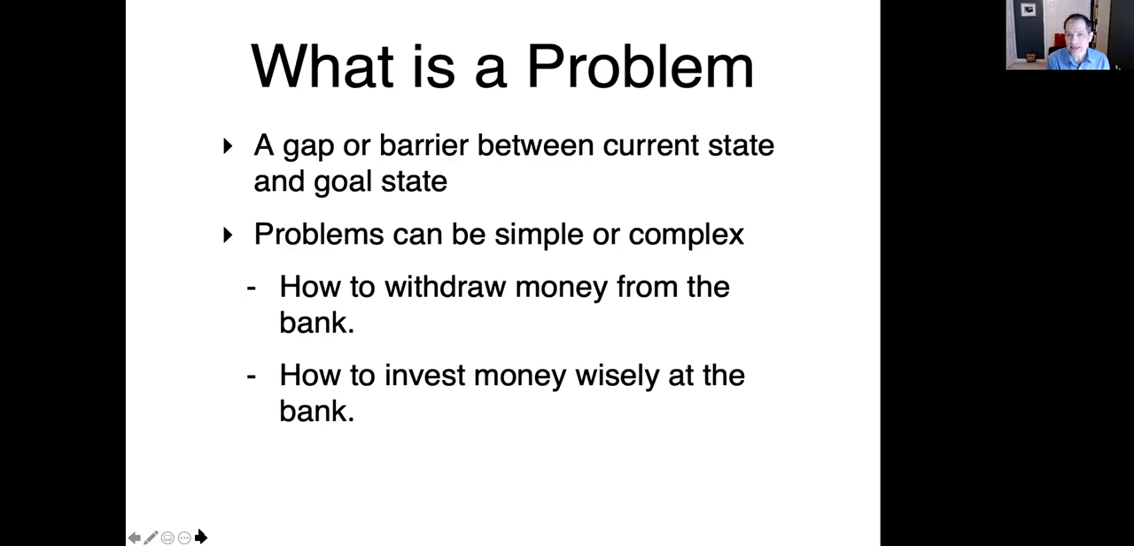Both have to do with money. They both involve maybe a bank. Maybe you're going to talk about different kinds of money market accounts or retirement accounts. It's a lot more complicated. In both cases, you're looking at the same outcome. You want to get money. One of them's simple. The other one's a more complex problem. So we'll talk about these as being well-defined versus ill-defined.